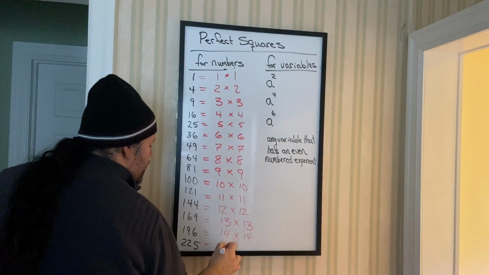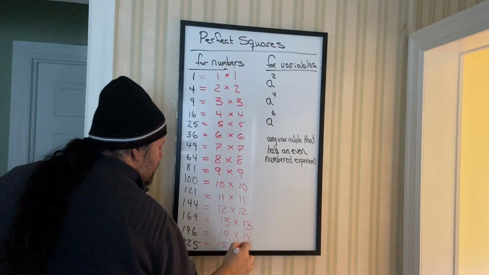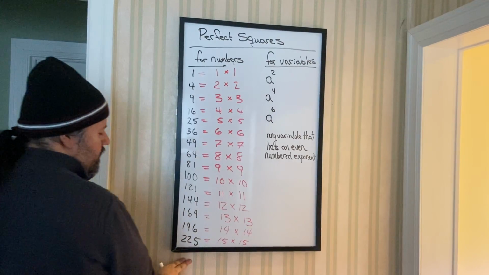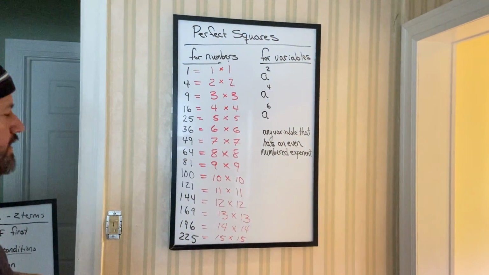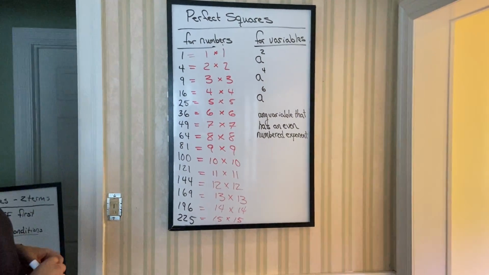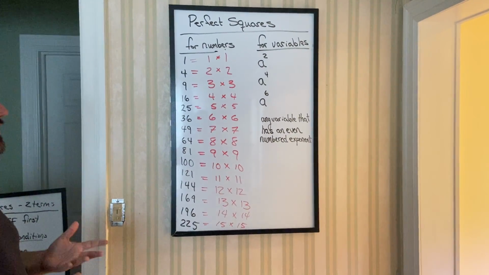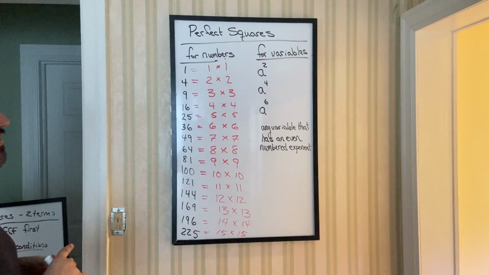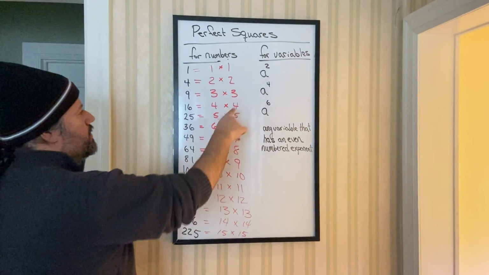And then 225, the square root would be 15. And then of course the next one would be 16 times 16, which would have gotten us the 256. Now we also have to worry about the letters. So notice we don't have 2 numbers that we're trying to think. We're trying to think of 2 items that are identical that would give us a squared.